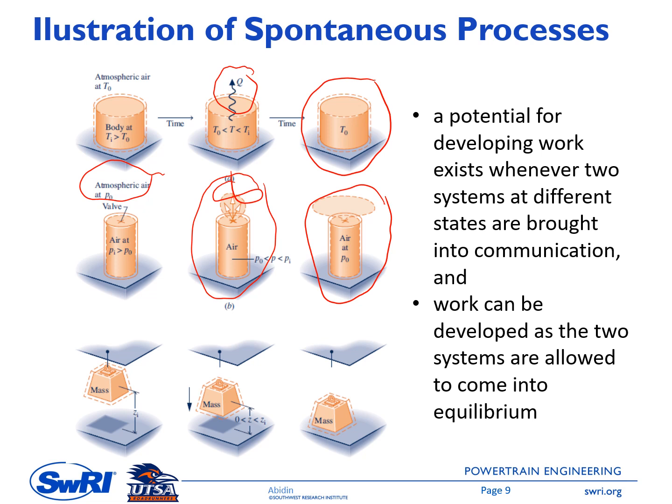Another thing is that, once again, if I have a system that is at a different state from the environment, there is a potential for developing work. And here I can also say work can be developed as the two systems are allowed to come into equilibrium. So from left to right here, the system will go into equilibrium with the environment.